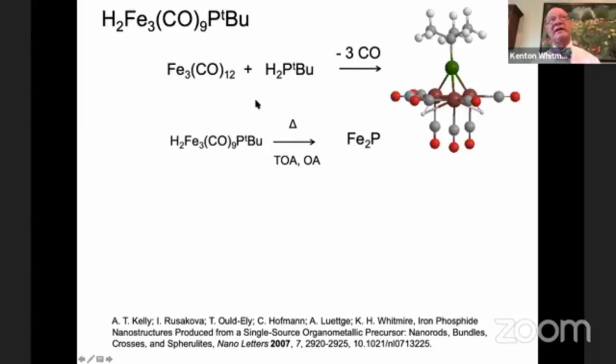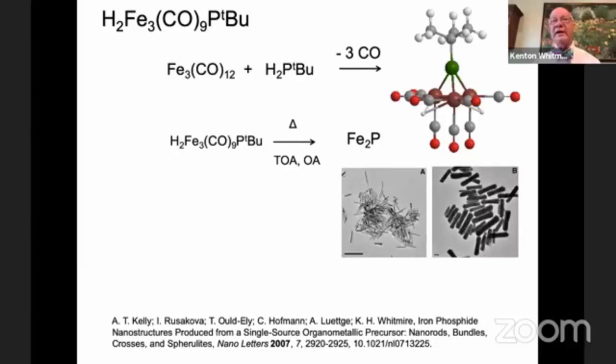Now, this is a nice single source precursor in a sense. You make Fe2P very cleanly. And what you get are nice nanorods. And these can be single nanorods. They can be bundled nanorods. But the problem was that it wasn't Fe3P. And we spent a number of years trying to figure out exactly what was going on.